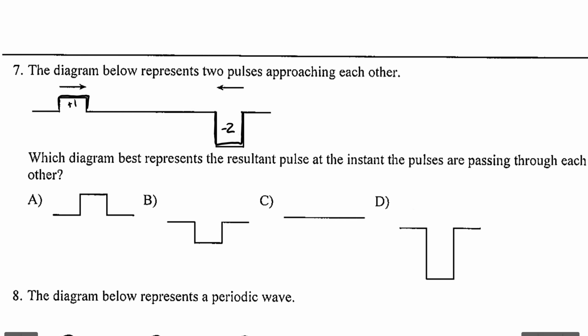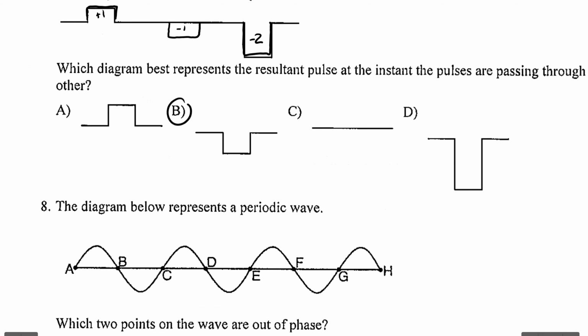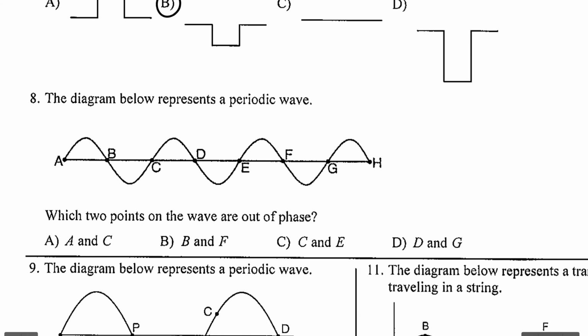So what happens when you do positive 1 plus negative 2? You get negative 1. So at this point right here, when they phase through each other for a split second, it'll look something like that. Choice B.